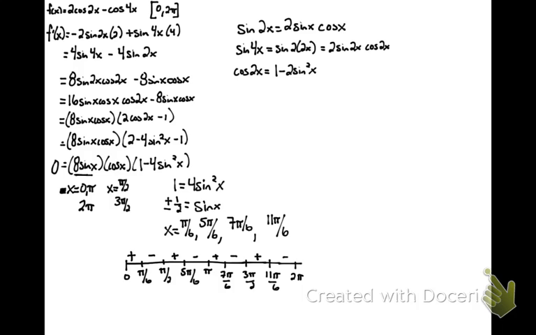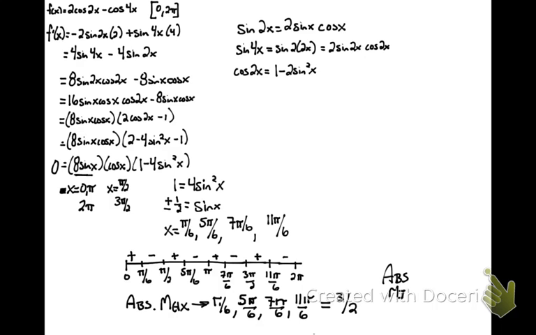By process of elimination and some calculator use, you will find that the absolute maximums occur at pi 6, 5 pi 6, 7 pi 6, and 11 pi 6 because the function's value at that point is 3 halves at all 4 of those points. And you will find that the absolute minimum of the function occurs twice. It occurs at pi halves and 3 pi halves, and that's because at both of those values, the original function equals -3.